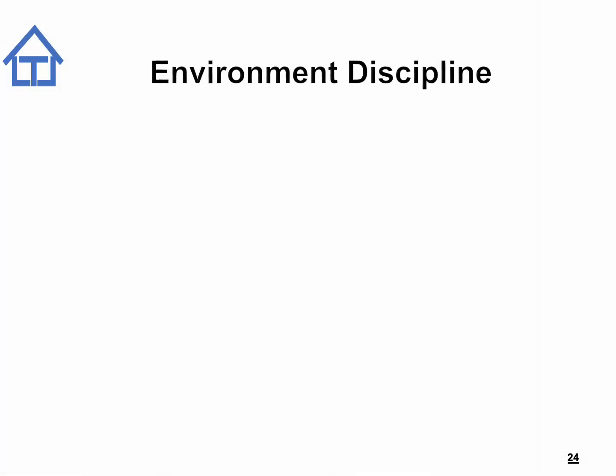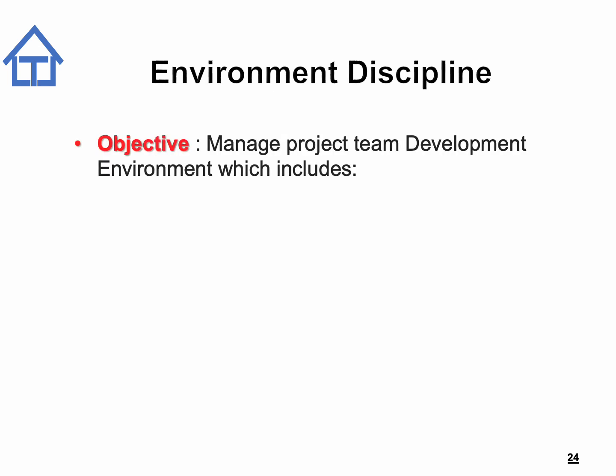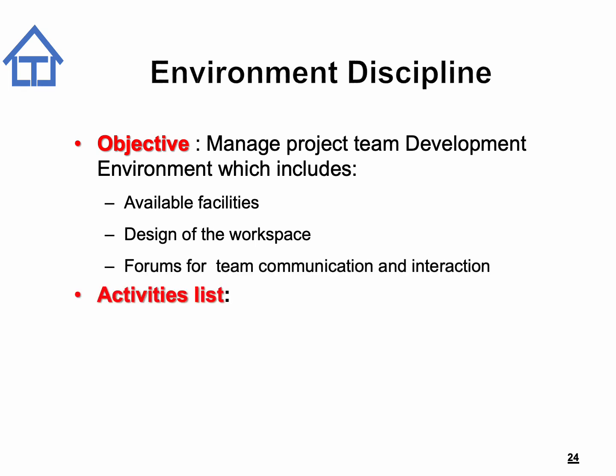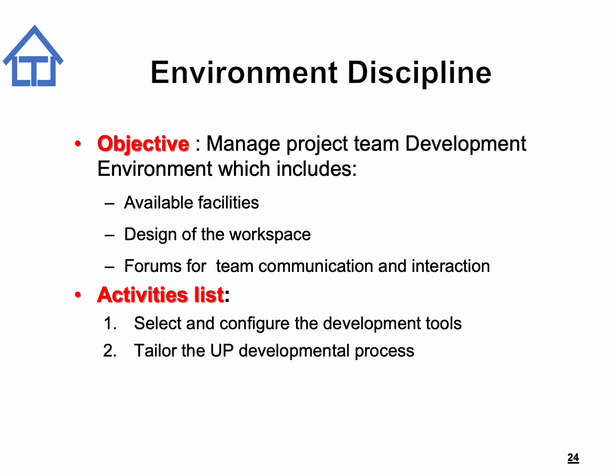And finally, the last of the supporting disciplines is the environment discipline. The main objective of this discipline is to manage the project team development environment, which includes available facilities, design of the workspace, and forums for team communication and interaction. To achieve this, the project management team must select and configure the development tools, tailor the UP development process, and provide technical support services.